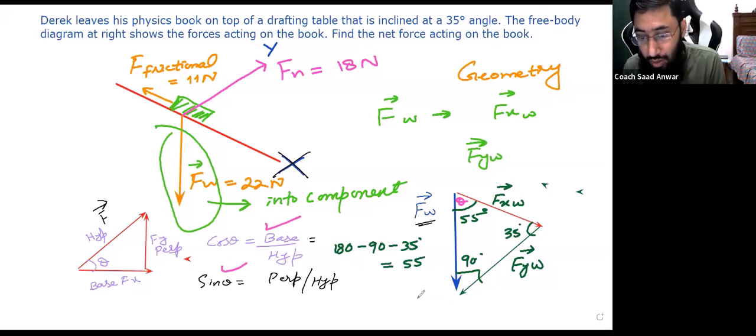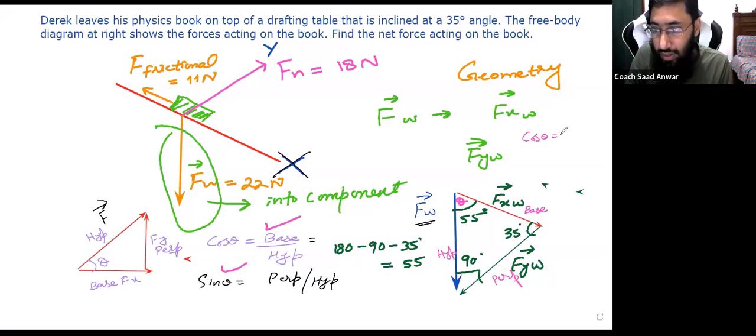So let's see how I am going to apply cos theta. Cos theta is equal to base over hypotenuse. So this is base, this is perpendicular, and this is hypotenuse. Base is Fxw, hypotenuse is Fw. And if I rearrange, Fxw is equal to Fw cos theta. So this is the one equation.